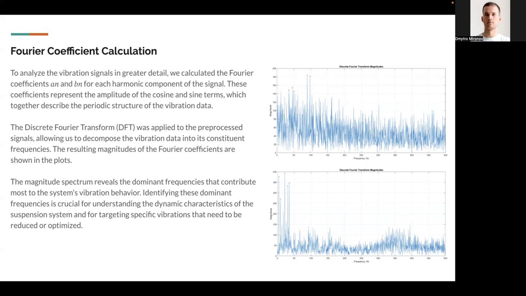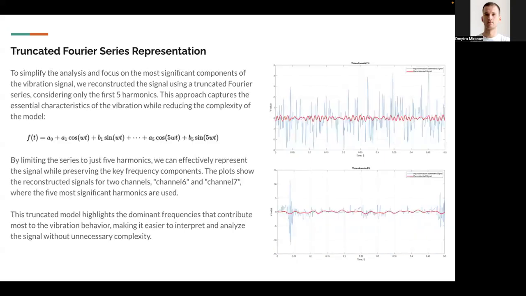On the slide, you can see the magnitude spectra, which illustrate how different frequencies contribute to the dynamic behavior of the suspension system. To further simplify the model, we used a truncated Fourier series, considering only the 5 most significant harmonics. This approach reduces the complexity of the model while still capturing the essential characteristics of the signal. The graphs show the reconstructed signals for channel 6 and channel 7, where only the 5 most important harmonics were used.